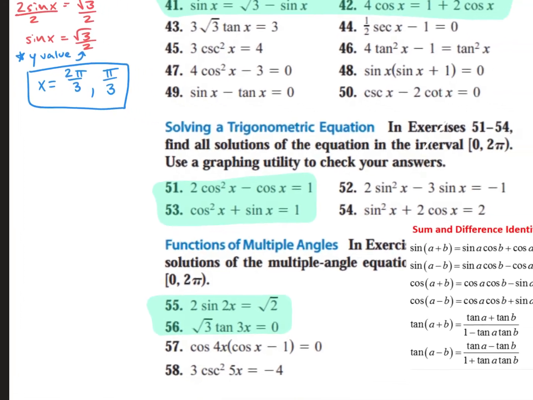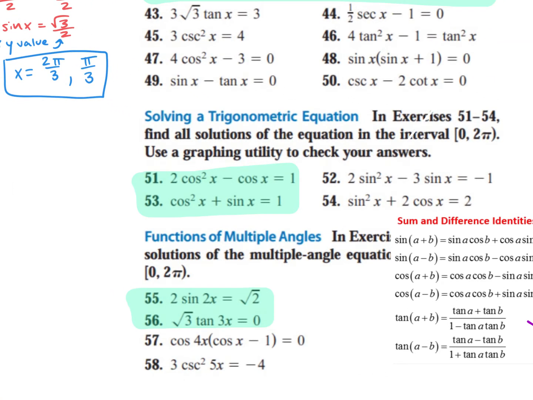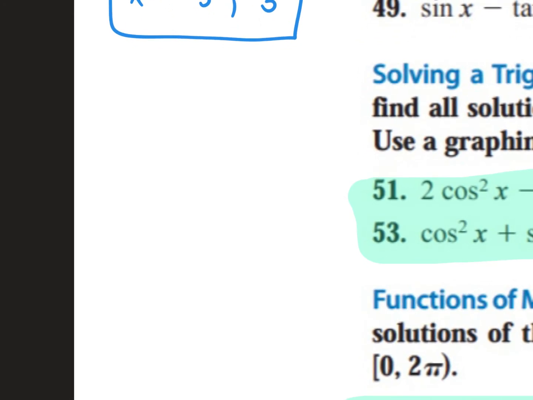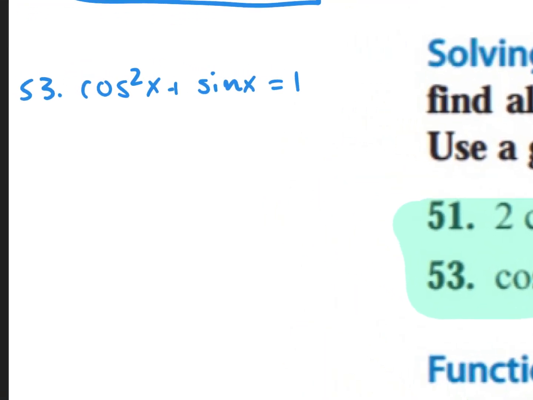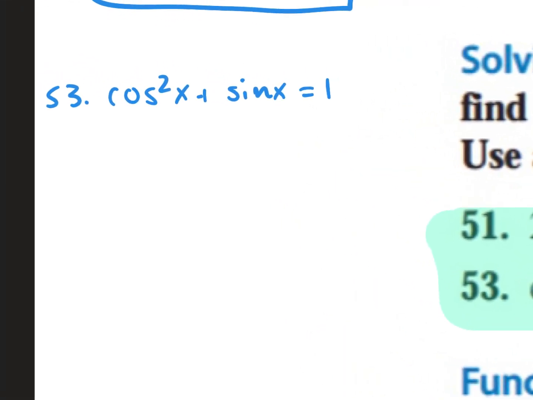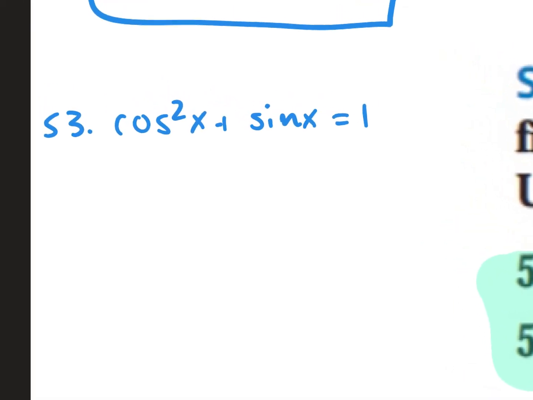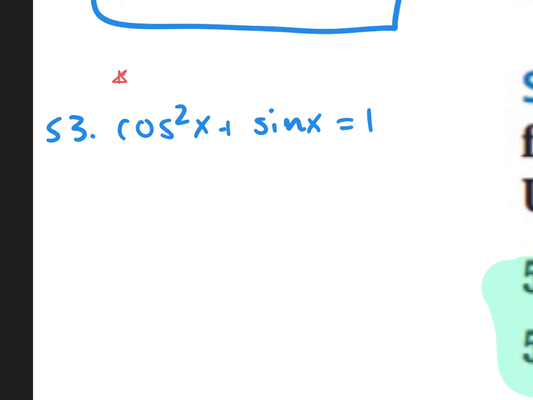All right, so looking at the second section, I'm going to do number 53. So we have cosine squared x plus sine of x is equal to 1. So what do I do if I have a cosine and a sine in the same problem? I have to change cosine to be sine, so I have to use one of my identities. So the identity I'll use will be cosine squared plus sine squared equals 1. So I'm going to replace that cosine squared, so I want to find out what cosine squared is equal to.